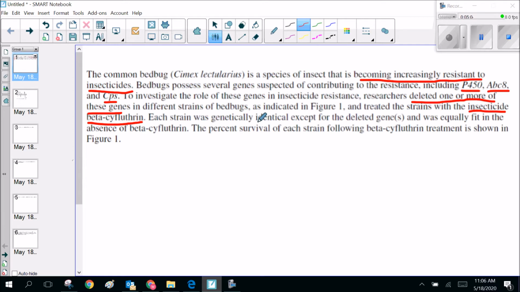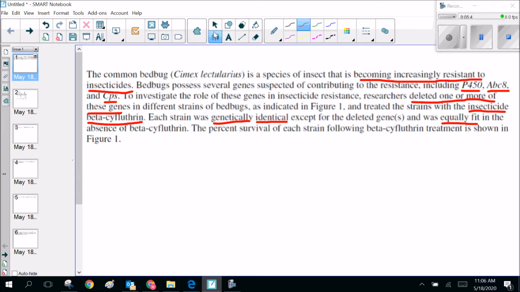Okay, so when you see the word identical, or they start talking about something being the same, they're trying to tip you off to the control of the experiment. So each strain was genetically identical, except for the deleted genes, and was equally fit in the absence of beta-cyfluthrin. So that is our control. That is the justification for the comparison that we'll make between the control and the experimental group later, to show whether or not there was an actual difference in the experimental group versus the control. The percent survival of each strain following beta-cyfluthrin treatment is shown in figure 1.